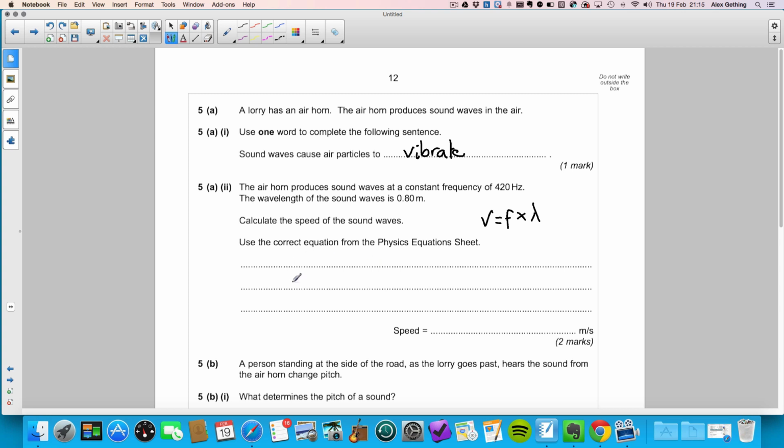Okay, so all we need to do is 420 multiplied by 0.80, and you're going to come up with the answer there of 336, and I would just write that in there for completeness. Okay.